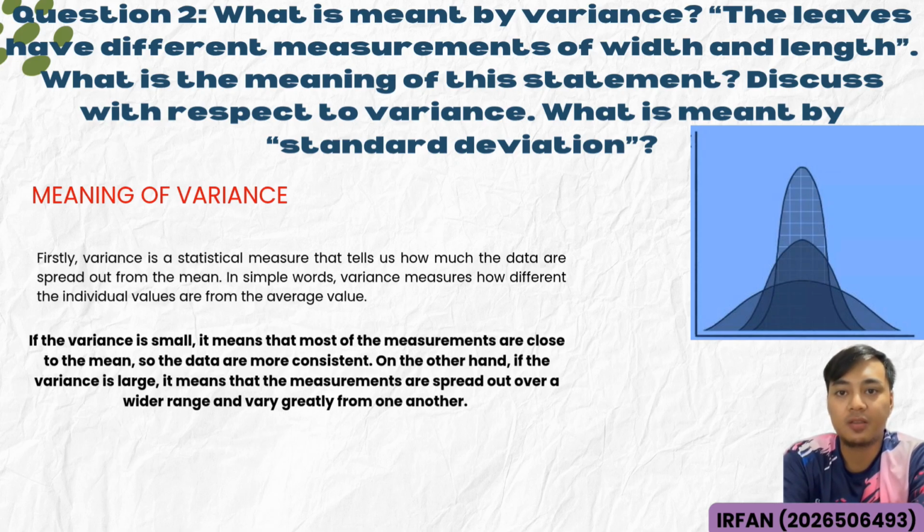Firstly, variance is a statistical measure that tells us how much the data are spread out from the mean. In simple words, variance measures how different the individual values are from the average value. If the variance is small, it means that most of the measurements are close to the mean, so the data are more consistent. On the other hand, if the variance is large, it means that the measurements are spread out over a wider range and vary greatly from one another.